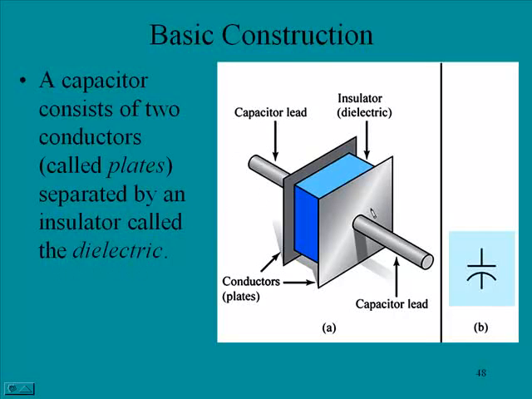And if we look at this illustration, we can see here is one of the plates right here, and here is the other plate. And these two plates are separated by a piece of material called the dielectric. It is technically an insulator, and various materials are used, and the materials that are used will impact the capacitance significantly. Notice we have two leads here. This is where it would be connected into the circuit. And down here we have a schematic symbol for a capacitor.